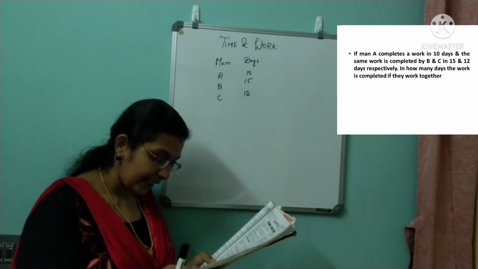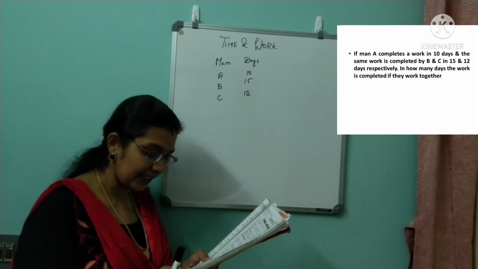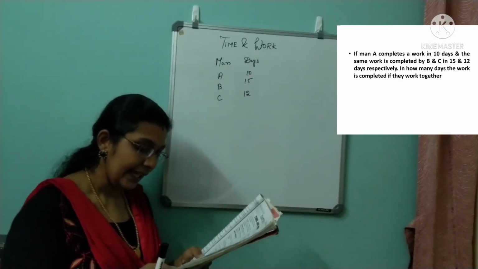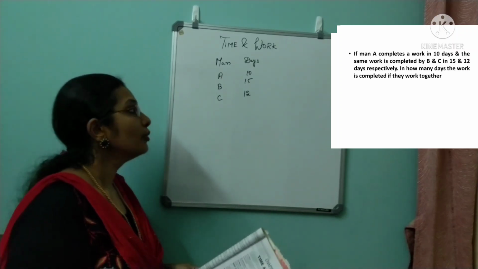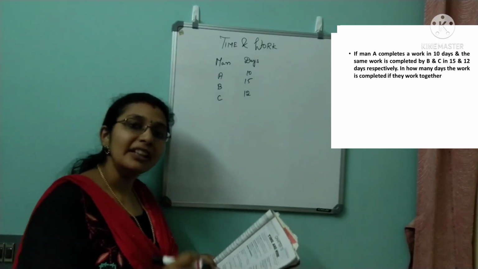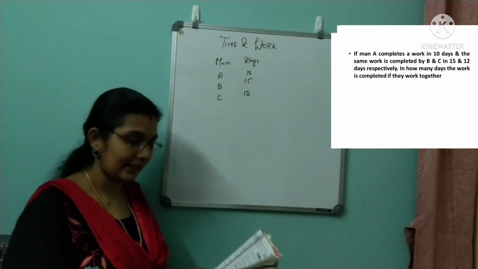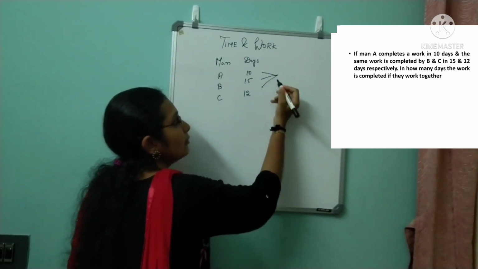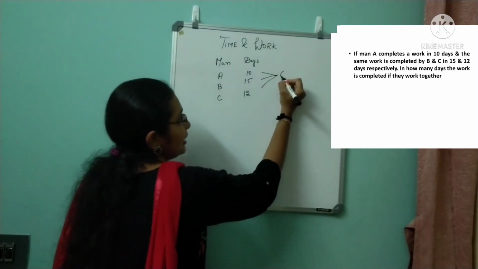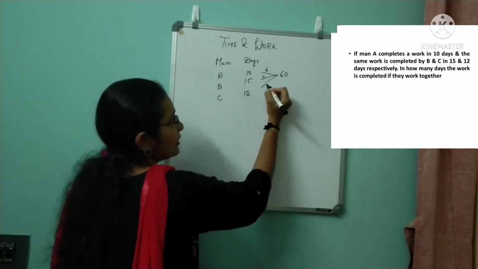If man A completes a work in 10 days and the same work is completed by B and C in 15 days and 12 days respectively, in how many days is the work completed if they work together? So I will solve only using LCM. You try to solve it using fraction as well as LCM. So in the LCM method, what you will do? Find the LCM first. So LCM is 60. So 10 6s are 60, 15 4s are 60 and 12 5s are 60.